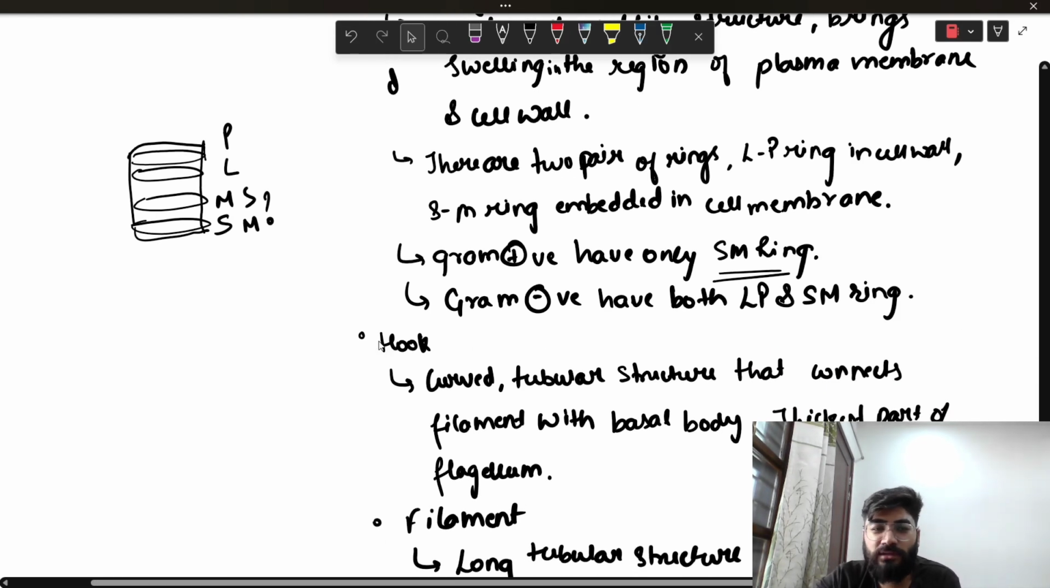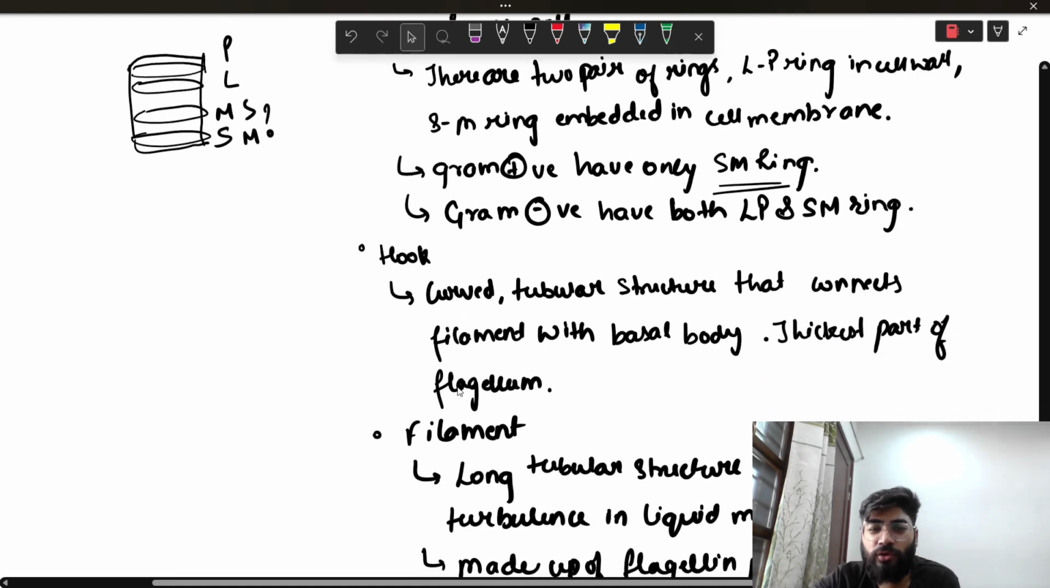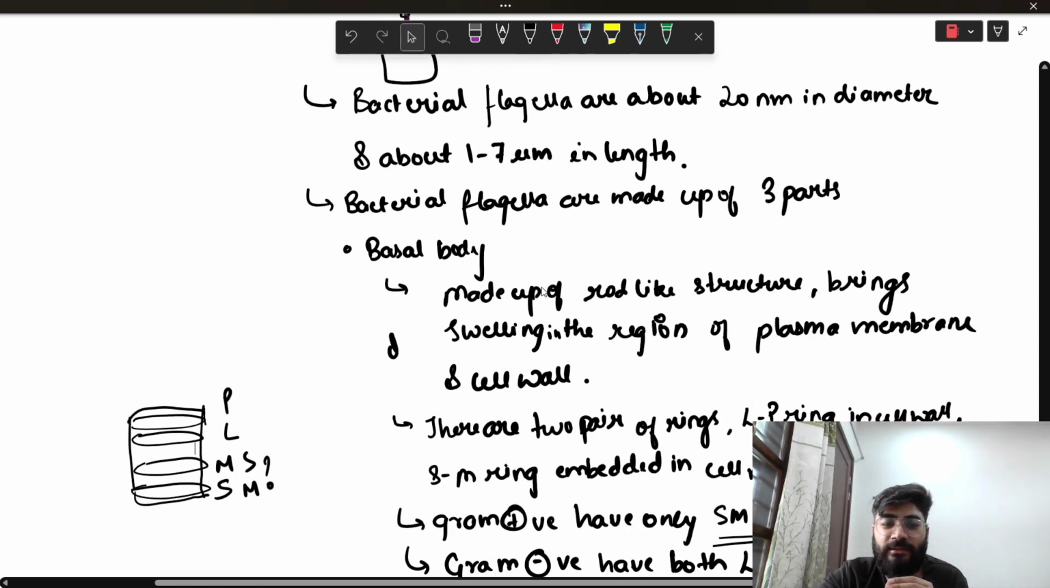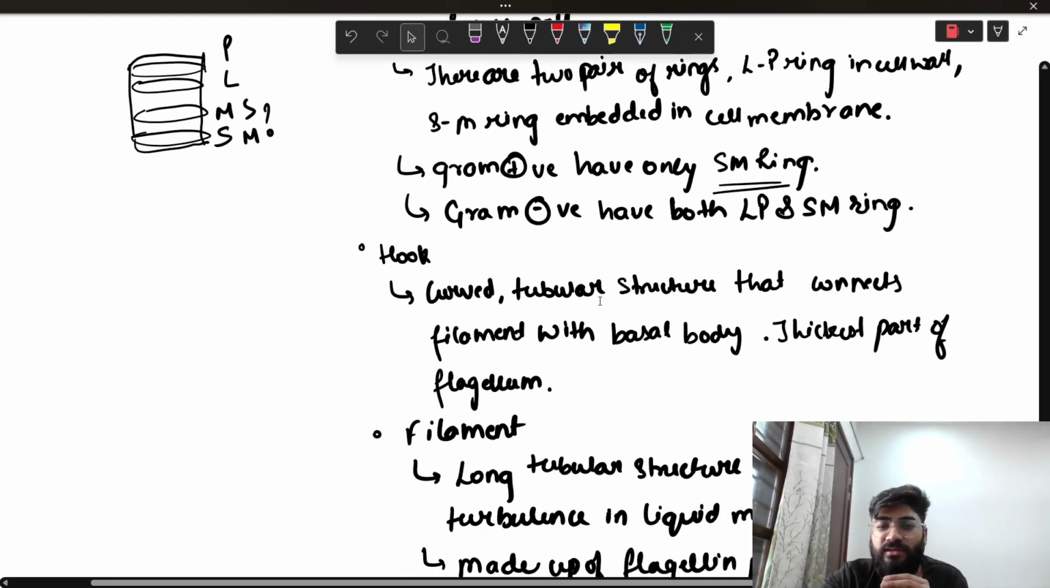Then we have the hook that we have seen. The hook is the part of the flagella that is a curved tubular structure that connects the filament with the basal body. The basal body which was present here is connected with the hook, and the hook is connected with the filament. It is the thickest part of the flagellum.